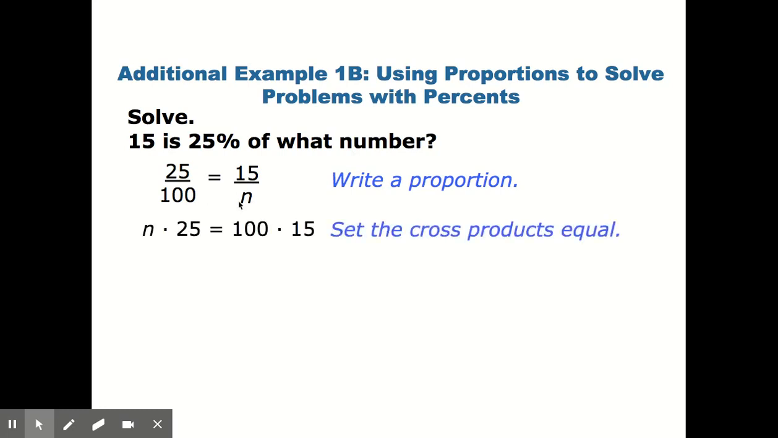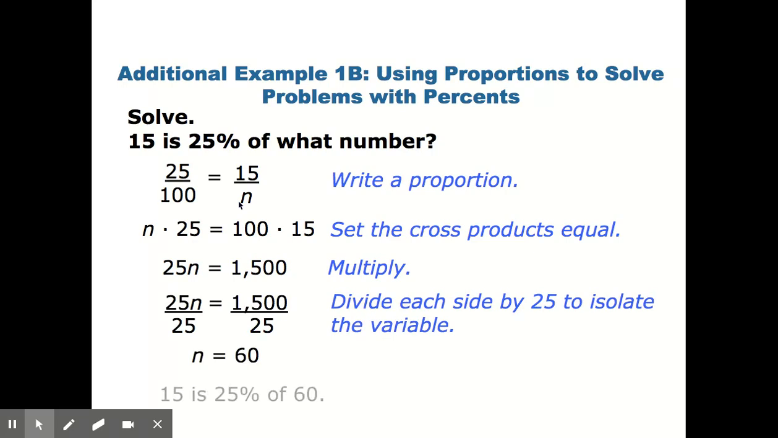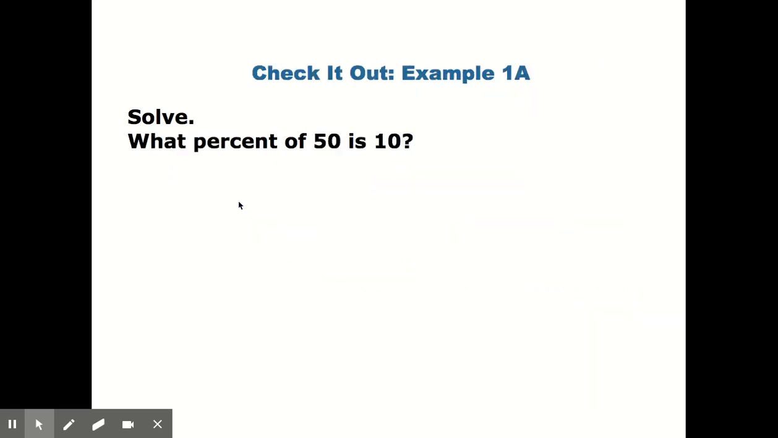Set up, cross multiply. Get 25n equals 1500. Divide both sides by 25. And you get n equals 60. So 15 is 25% of 60.